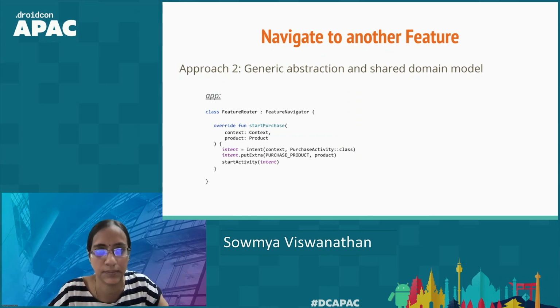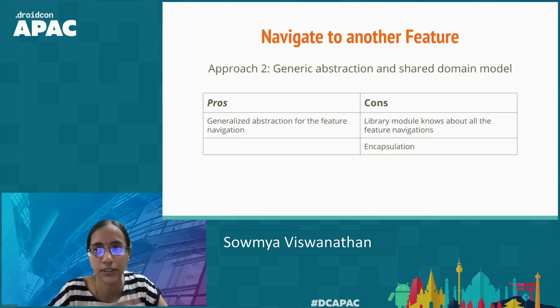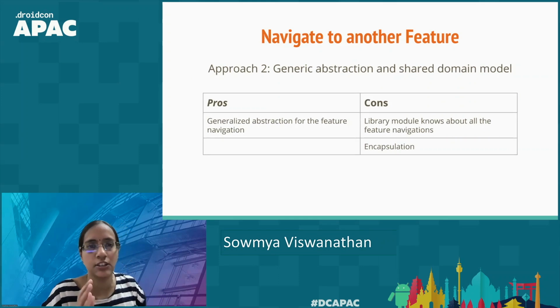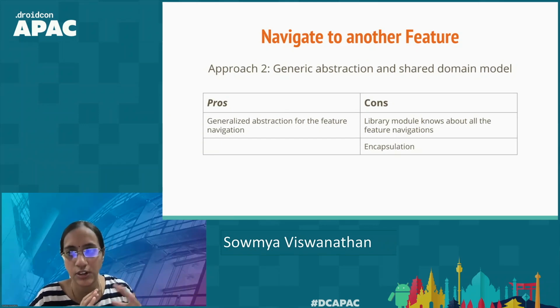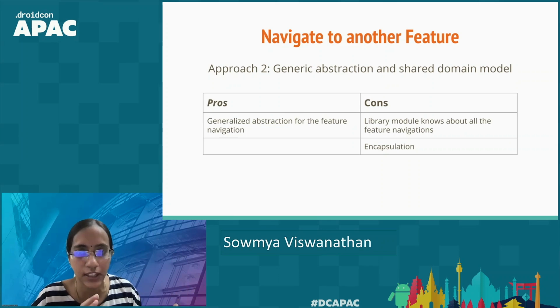Here we can actually specify the component name, that is the purchase activity, because the app can access all the feature modules. Now, if we reflect upon this approach, the pros would be that the generalized abstraction is maintained, because we have a single product model that is shared across all the features, and we have one place to specify our navigations.